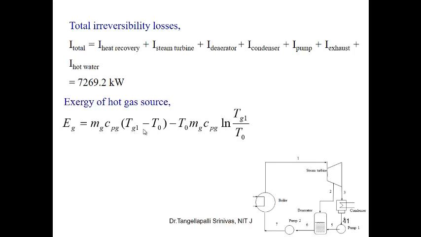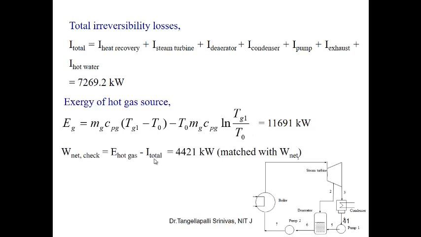M g delta T from the dead state is the total heat, and the entropy component is T naught times Cp log of Tg1 by T1, in Kelvin. After substituting this data, we got 11,691 kilowatts as the exergy of the hot gas supply. As per the second law of thermodynamics, the exergy supply minus the total irreversibility is the output. That is the second law output, the exergy output.